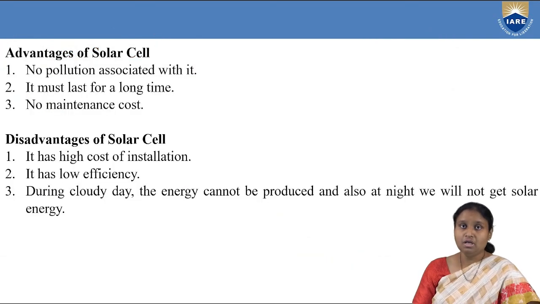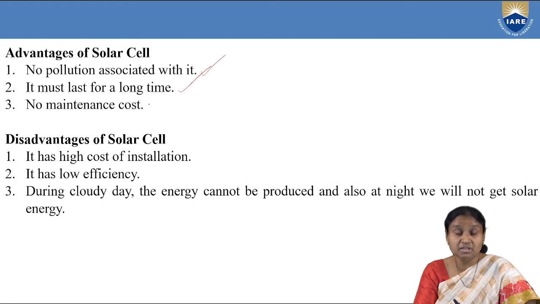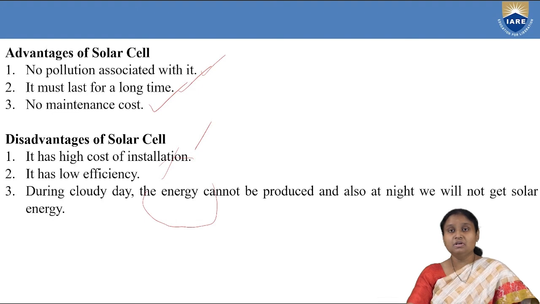And of course, these are some of the advantages and disadvantages of the solar cell. Because we are making use of sunlight, there is no pollution, it will last for a long time, and there is no maintenance cost. Coming to disadvantages, of course the materials are in abundance, but there will be a high cost of installation. It has low efficiency, and because our output depends upon sunlight, during the night when there is no sunlight, we are not going to draw current. So this is one of the disadvantages of the solar cell.